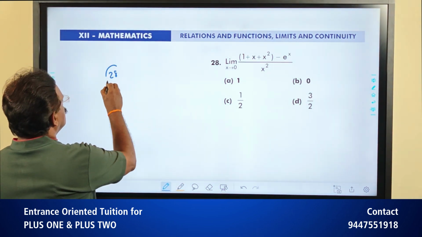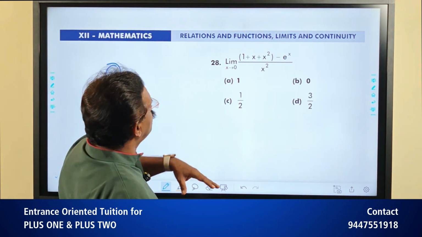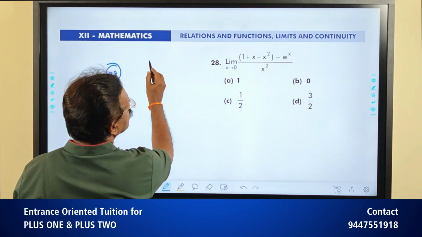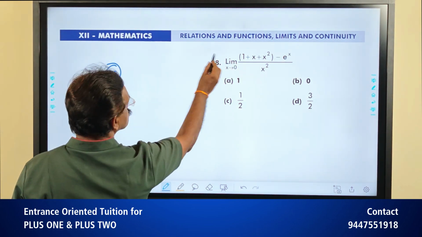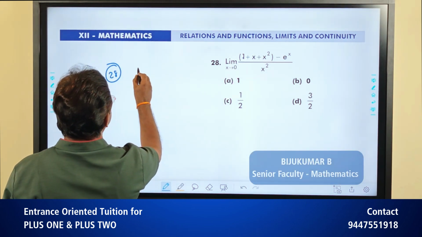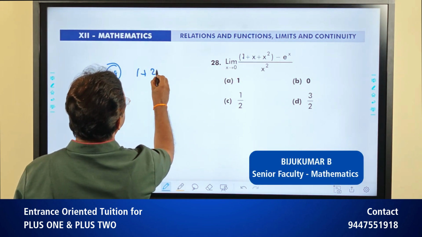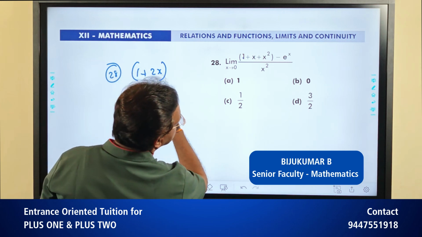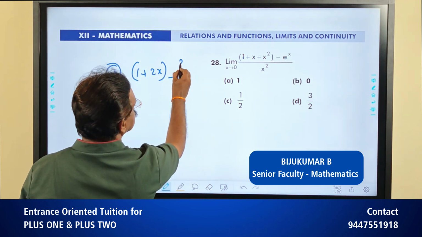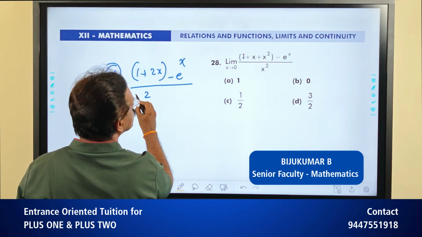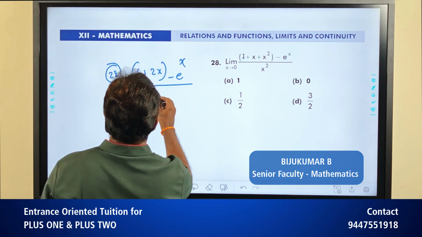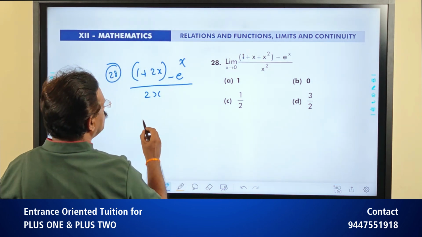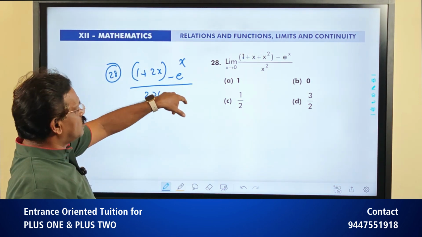Here also, again 0 by 0 form. We apply L'Hopital's rule. So 1 has a derivative 0, x has a derivative 1, x square has a derivative 2x, and e to the power x is e raised to x, all divided by 2x. When you put x equal to 0, you are again getting 0 by 0 form.